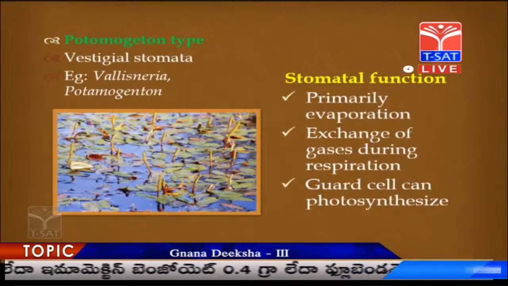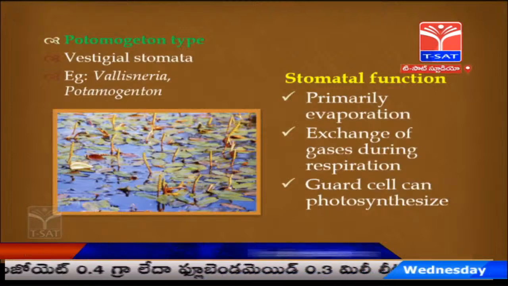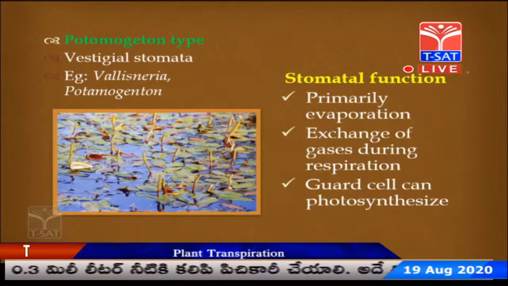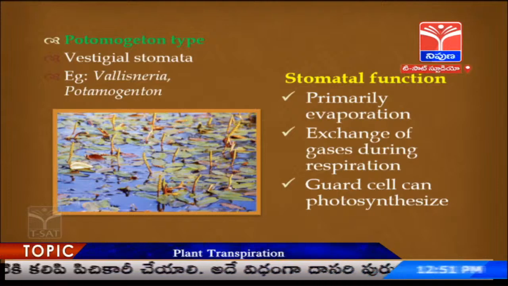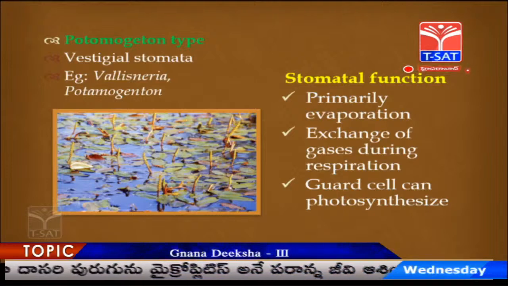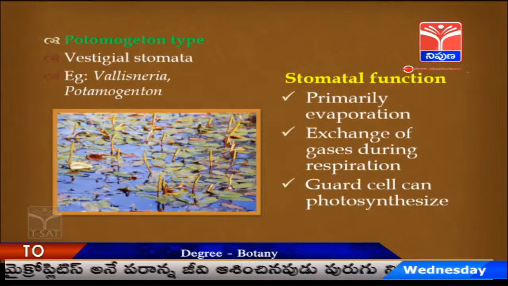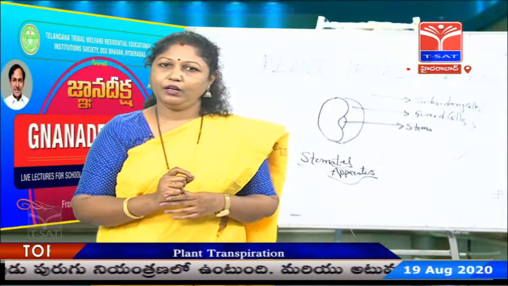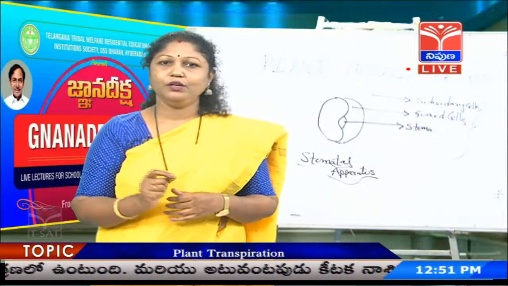Even this is a hydrophyte plant and is a very interesting condition where the stomata are present, but they are vestigial in nature, that is, they are non-functioning stomata, characteristically seen mostly in hydrophytes like Vallisneria and Potamogeton. The presence of vestigial stomata is an advanced feature.